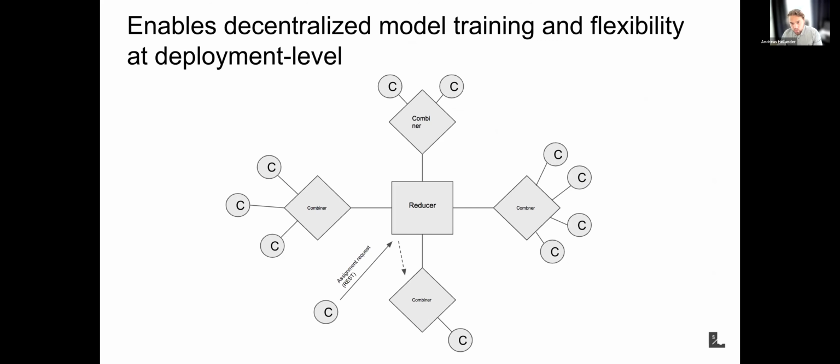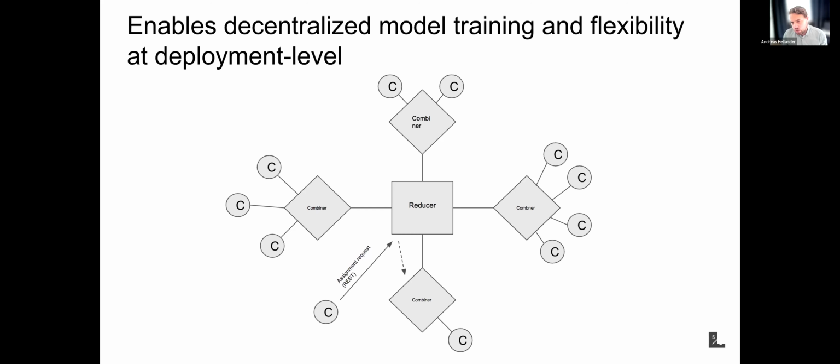So this is another way to look at this picture, instead of this layered picture. I think this has also been discussed in the literature, that what you get from a structure like this in the code is that you enable highly decentralized model training. So you get a lot of flexibility at the deployment level. This picture is a better illustration of what it looks like in the real setting.